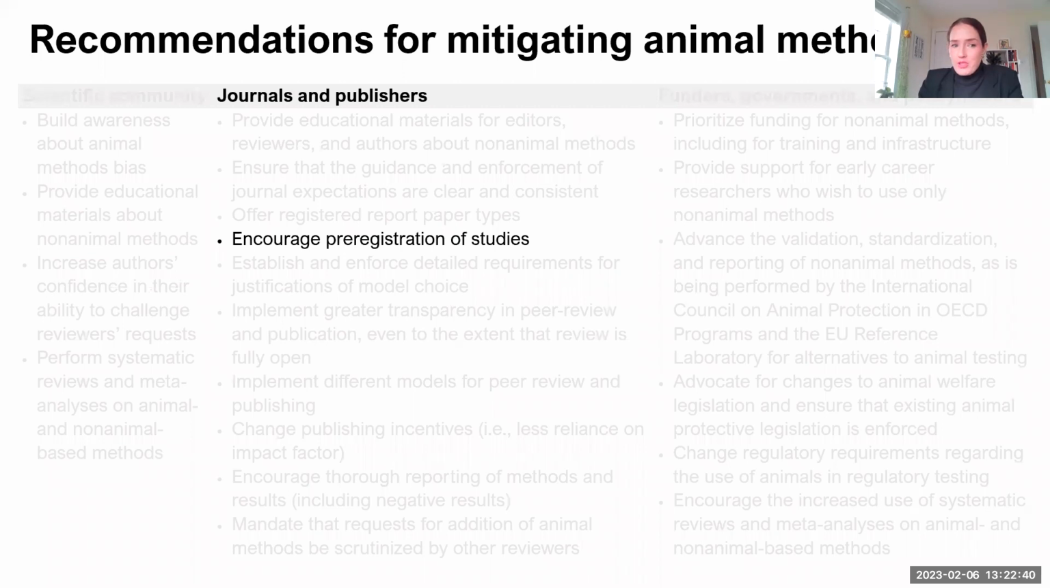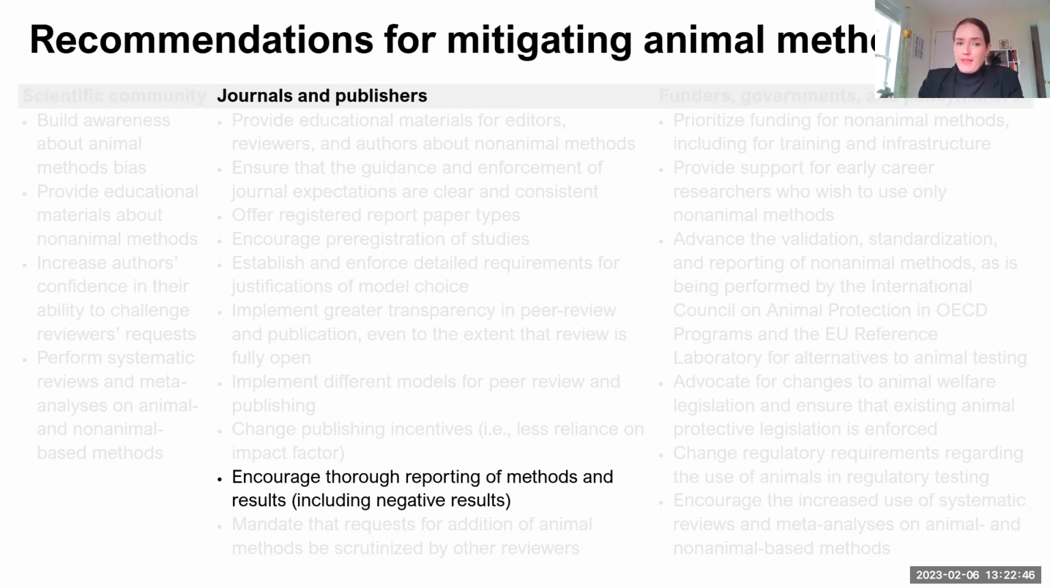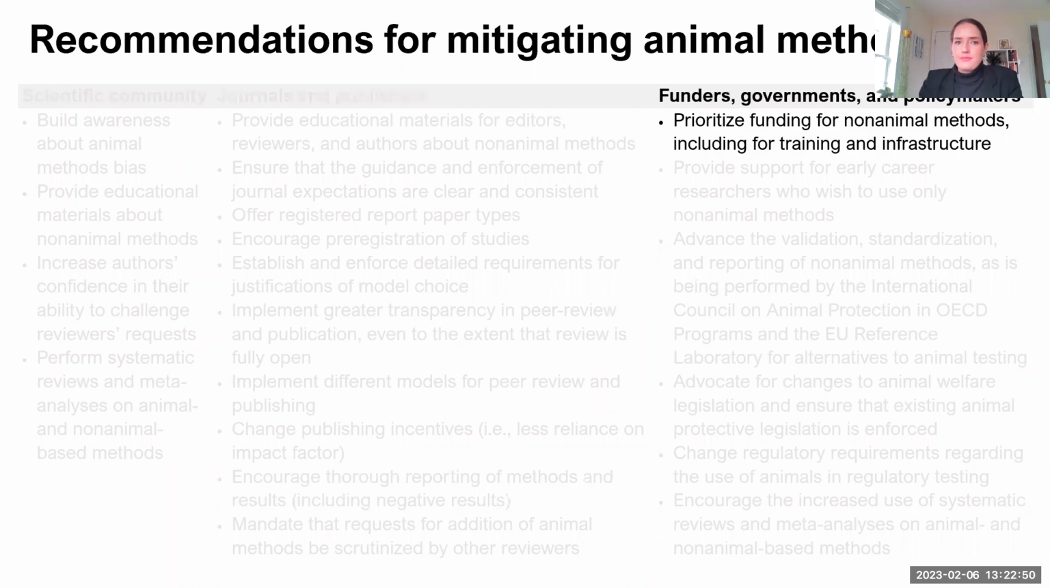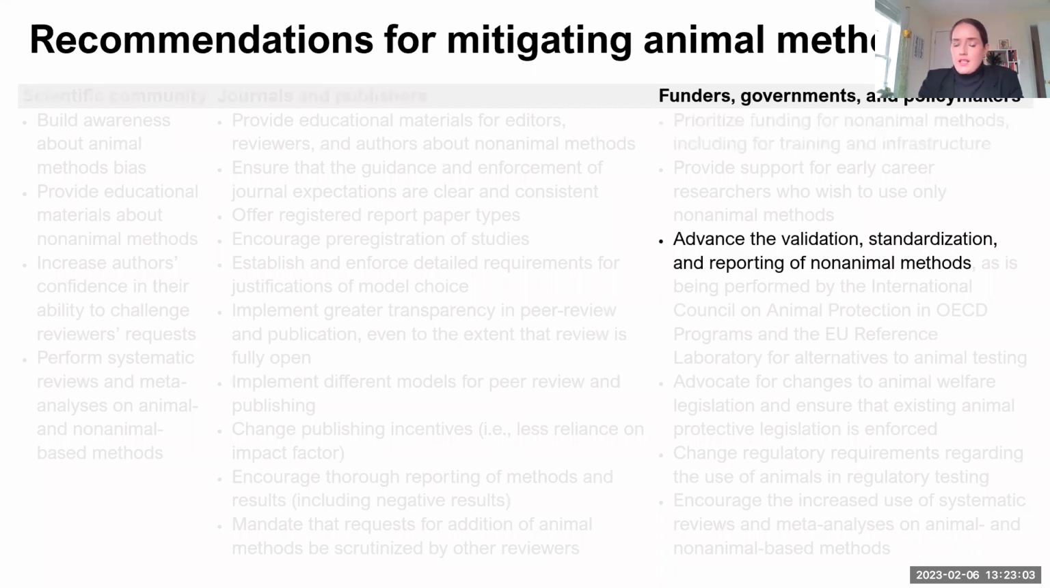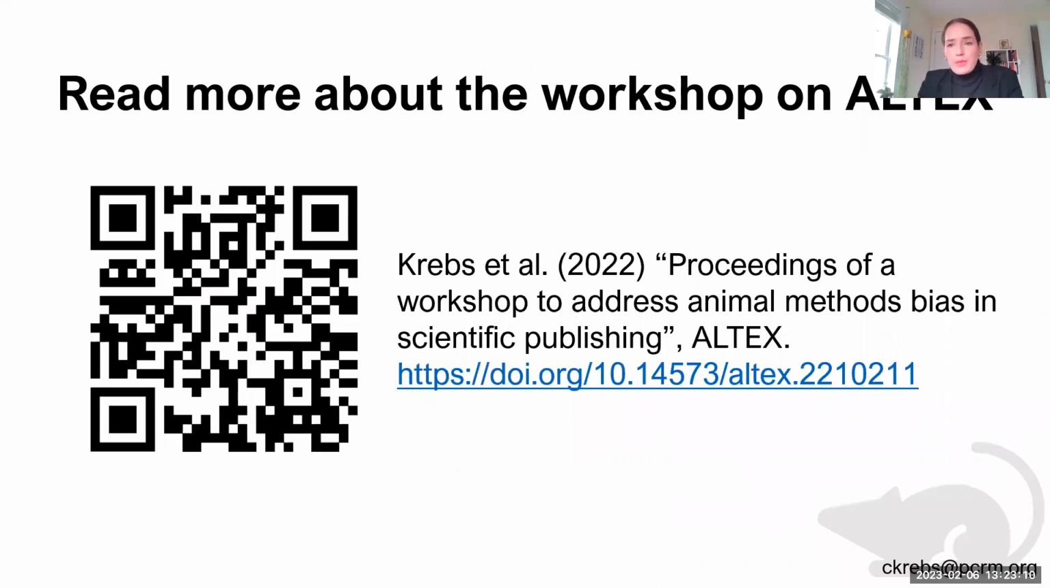We recommend for journals and publishers to encourage the pre-registration of studies and to encourage thorough reporting of methods and results, including negative results. We recommend funders, governments, and policymakers to prioritize funding for non-animal methods, including for training and infrastructure, and to advance the validation, standardization, and reporting of non-animal methods. You can read more about the workshop in detail in our recently published report in ALTEX. After the workshop, several attendees and members of the steering committee came together to form an animal methods bias task force that's committed to continuing to explore and address this issue.